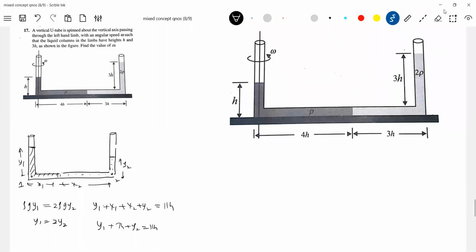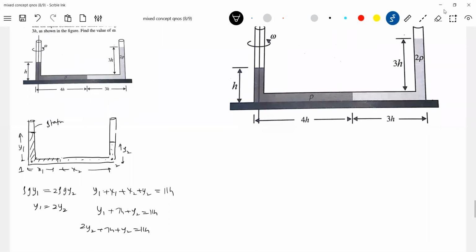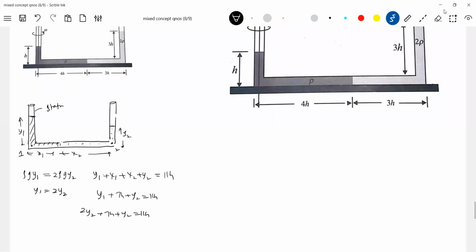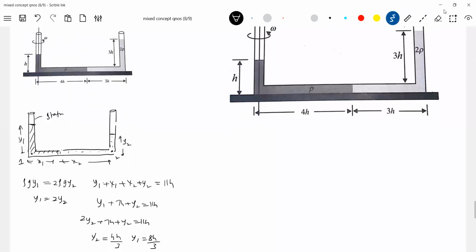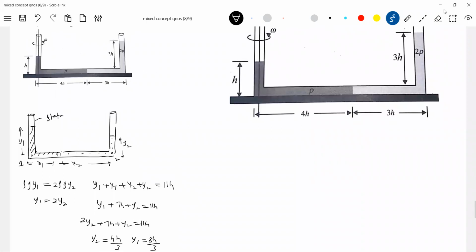Because there is no rotation, stationary. Let me substitute: 2y2 plus 7h plus y2 equals 11h. So 3y2 equals 4h, so y2 will be 4h by 3. The lighter one should rise more. This should have been this one. If you rotate it, they will occupy this position.